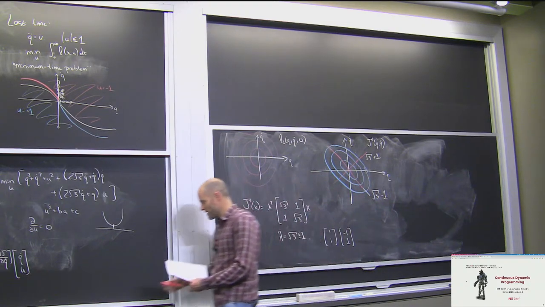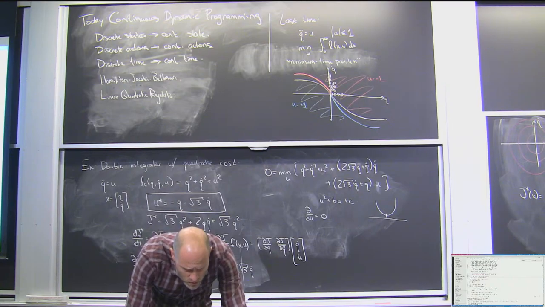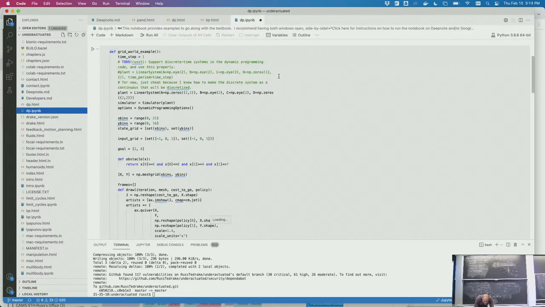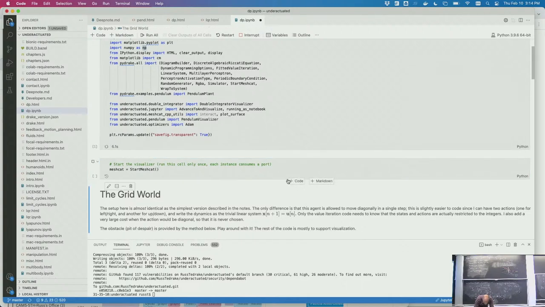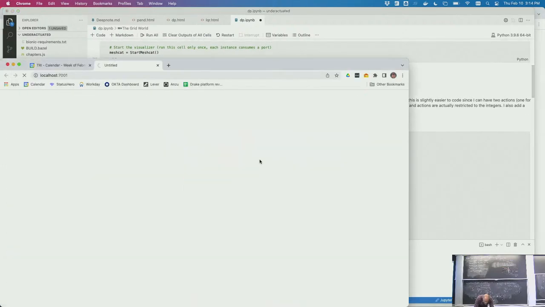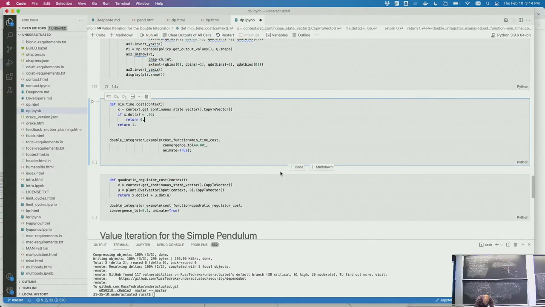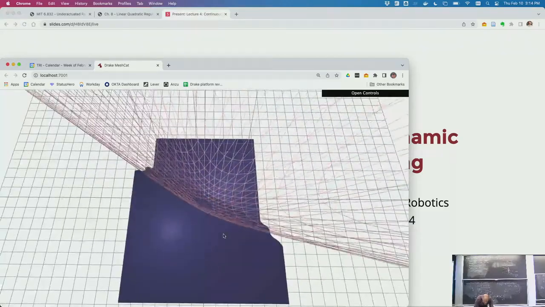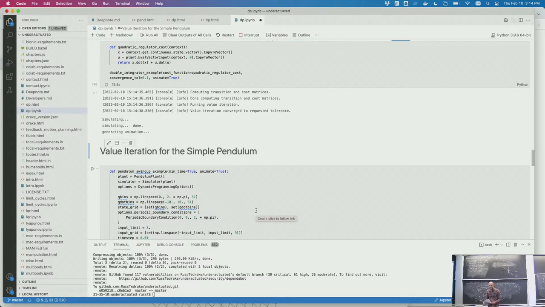Now, I don't know if you remember, maybe I should jog our memory here, but that's exactly what we got out of the value iteration algorithm, right? Oh, shoot, I closed it. This is the quadratic regulator cost for the double integrator. That's exactly the cost to go function that is very hard to see in 3D, but should show up here in a second. Almost exactly, up to the numerical artifacts.